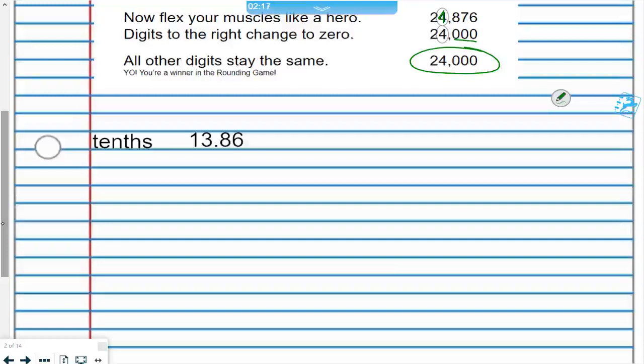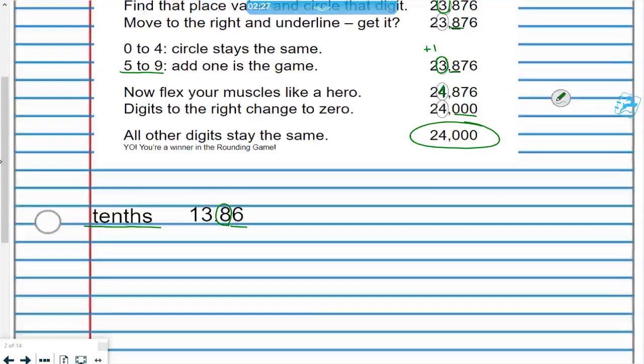So we need to circle our tenths place. I'm going to circle my tenths place, underline to the right. Now I'm going to try to remember: 0 to 4, circle stays the same. 5 to 9, add 1 is the game. So our number becomes 13.9. Now we have to be a hero, flex our muscles, change all the digits to the right to 0. So rounding 13 and 86 hundredths to the nearest tenth would be 13 and 9 tenths.